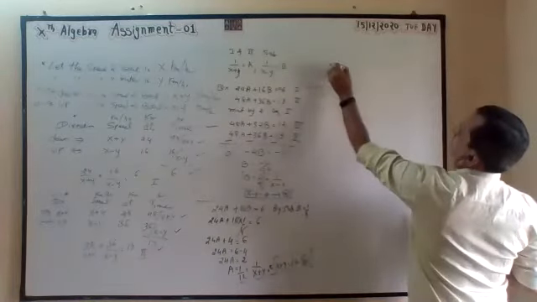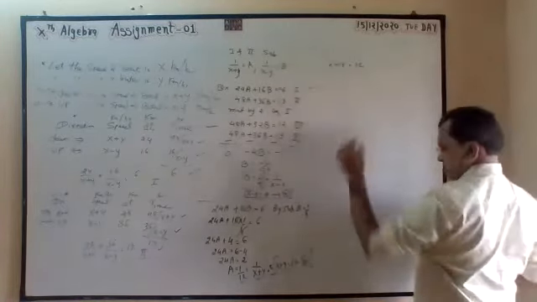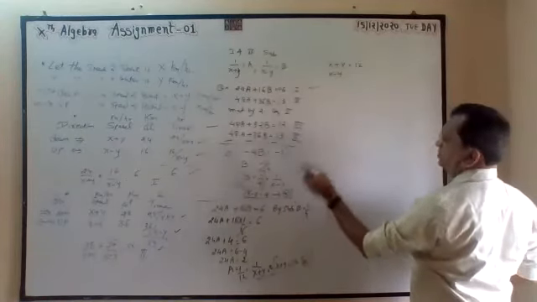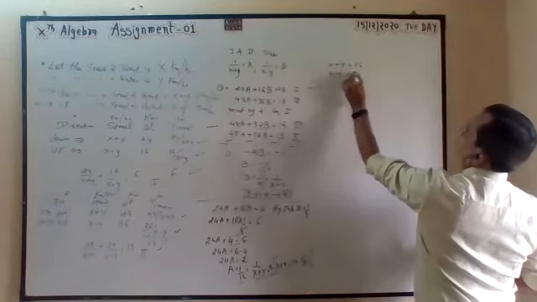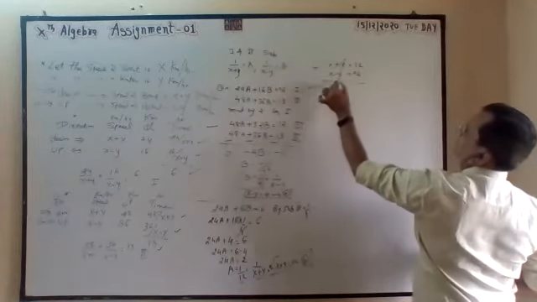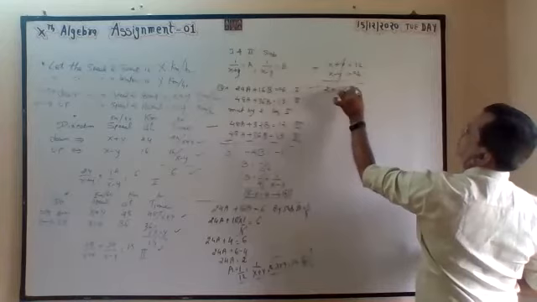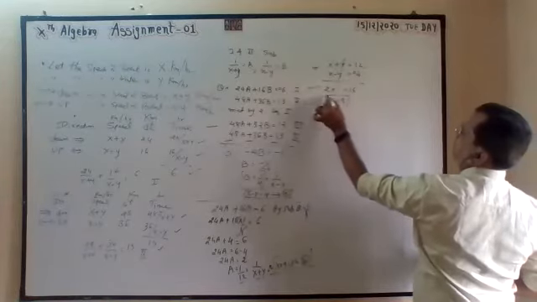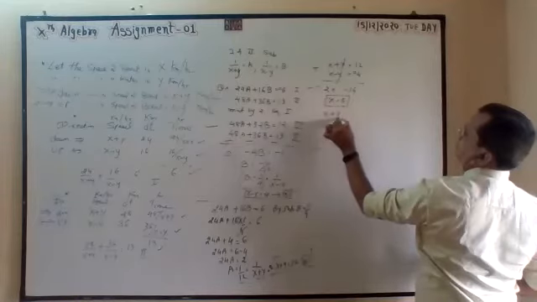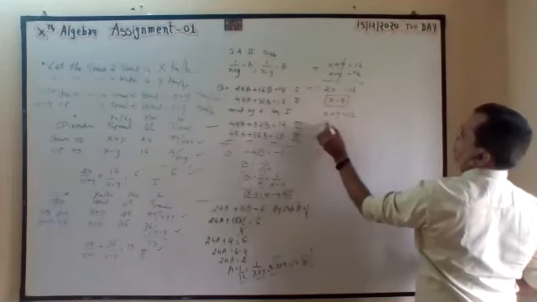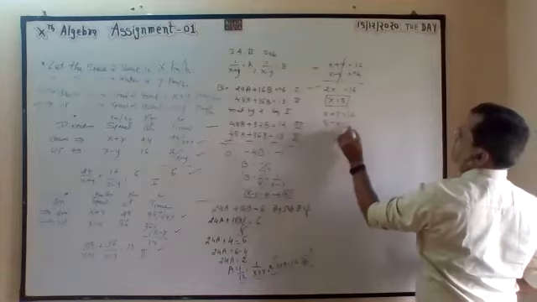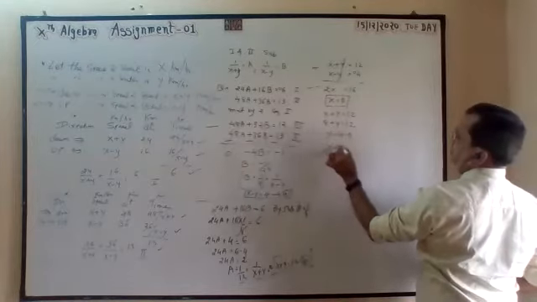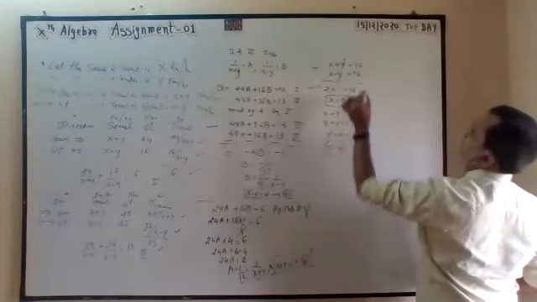Now, x plus y is equal to 12 and x minus y is equal to 4. By adding, y will cancel. 2x is equal to 16, so x is equal to 8. And we know that x plus y is equal to 12, so 8 plus y is equal to 12. Y is equal to 12 minus 8. Y is equal to 4.